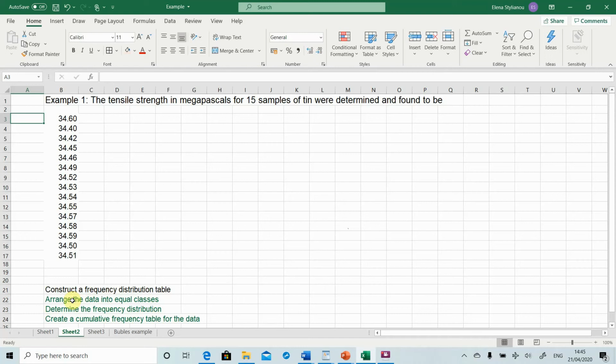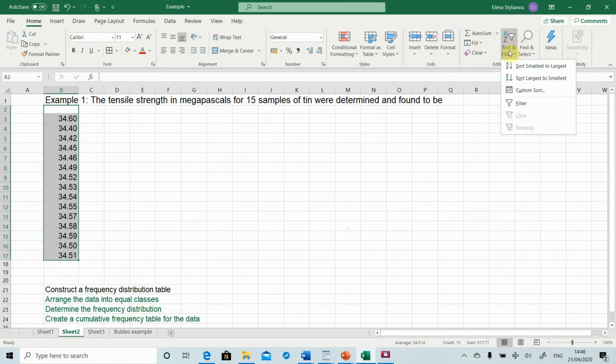To do this, we need to arrange the data in equal classes, determine the frequency distribution, and a little bit later the cumulative frequency distribution. First of all, what I would like to draw your attention to: you have to sort the data from smallest to biggest. So here I just copy the data from the task, and now let's put them from smallest to biggest.